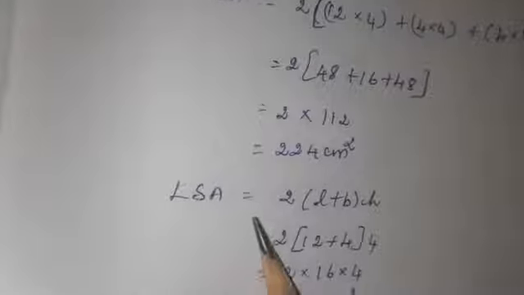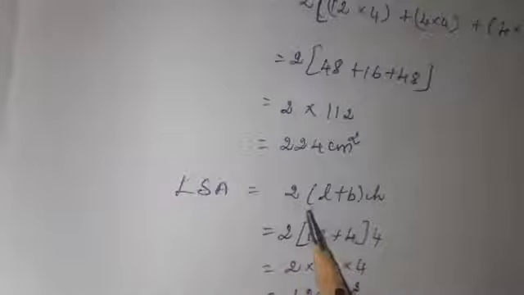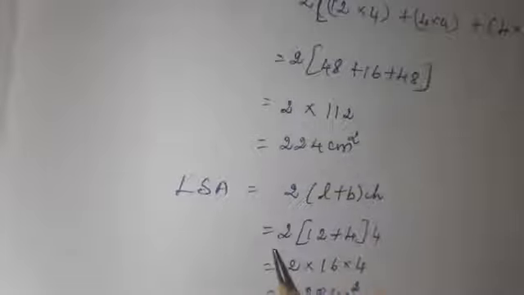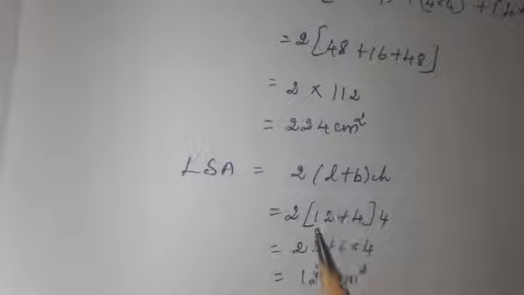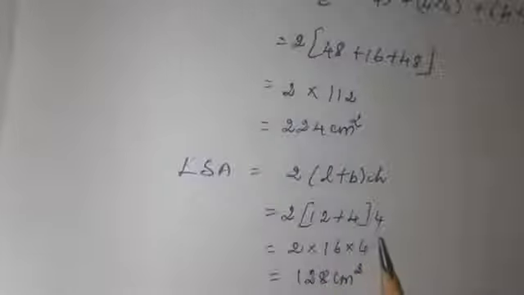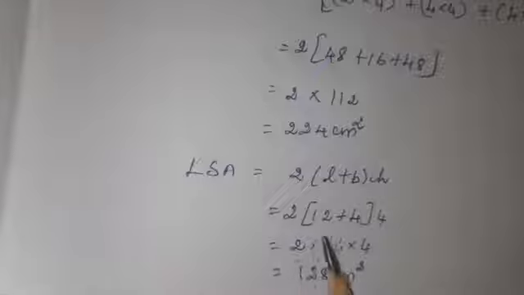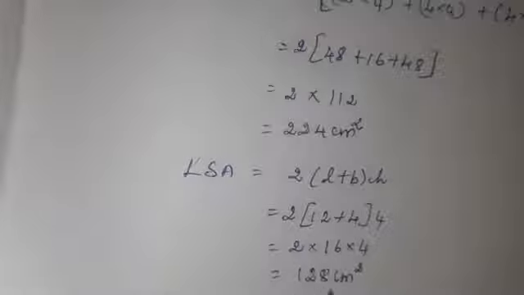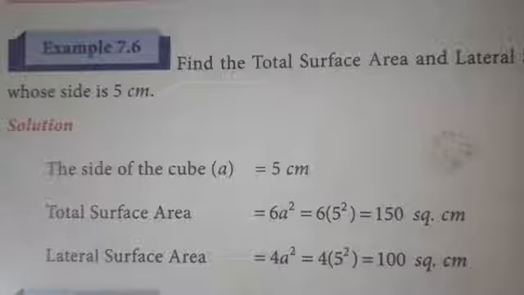Then we should find the LSA of a cuboid. The LSA formula for a cuboid is 2 into (L plus B) into H, which is 2 into (12 plus 4) into 4. That is 2 into 16 into 4, which is 128 centimeter square. This is the LSA of the cuboid.